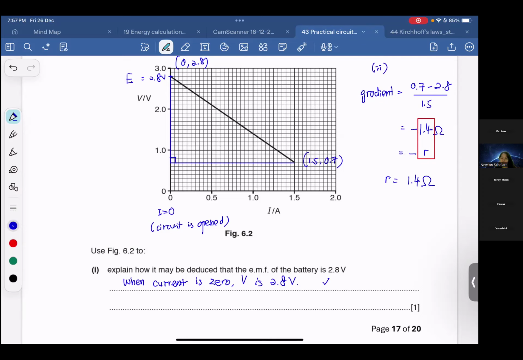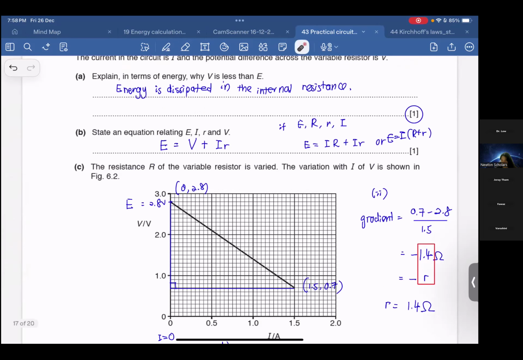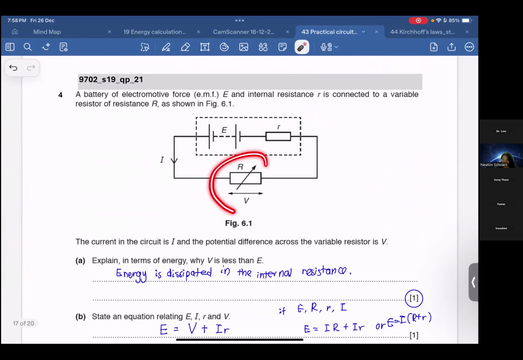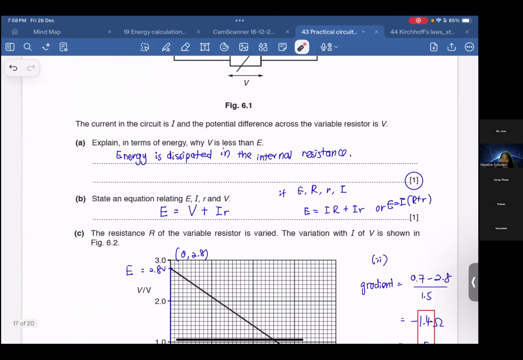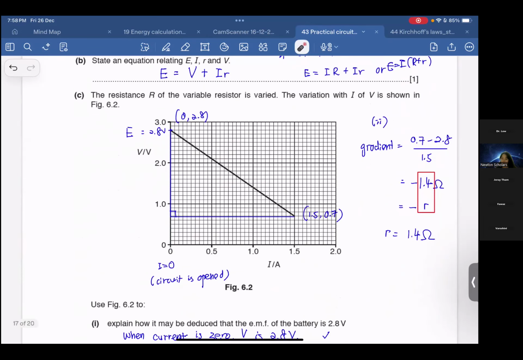Question D. The battery stores 9.2 kilojoule of energy. The variable resistor is adjusted so that your V is 2.1. Okay, your V. So I go down here. So here is 2.1, 2.1 volt. Use your figure 6.2. Use this graph to find resistance R. What is your resistance R?